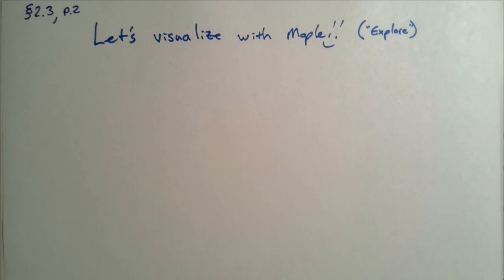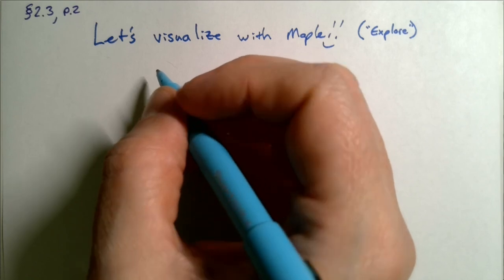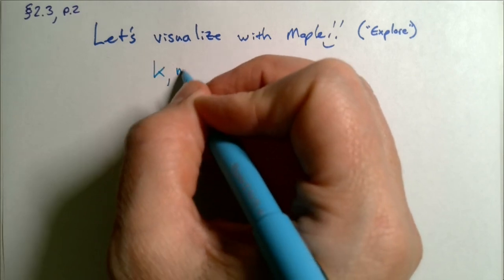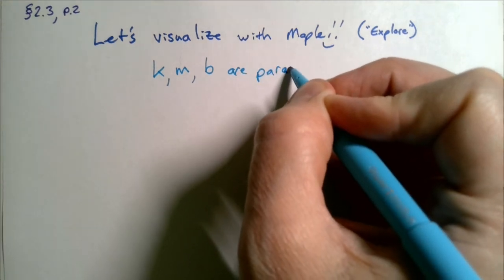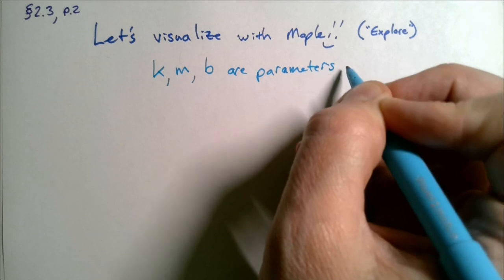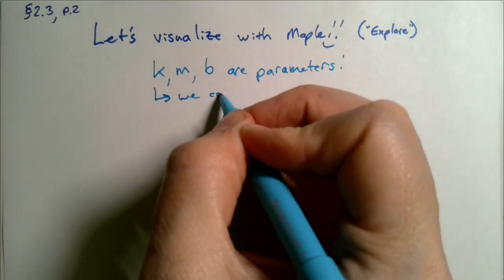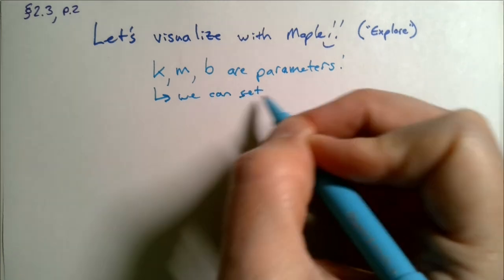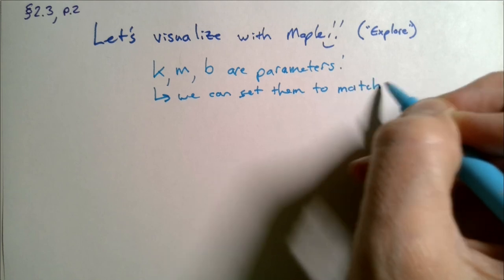So back on this page, if you recall, we started off by presuming what we would see if we just let specific values for k, m, and b. So k, m, and b are parameters. And remember, parameters just means they're user defined. So we can set them to match a situation.